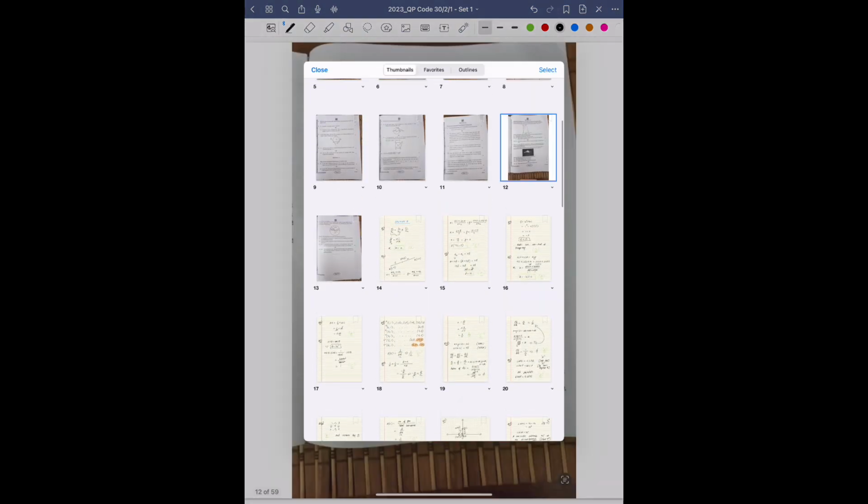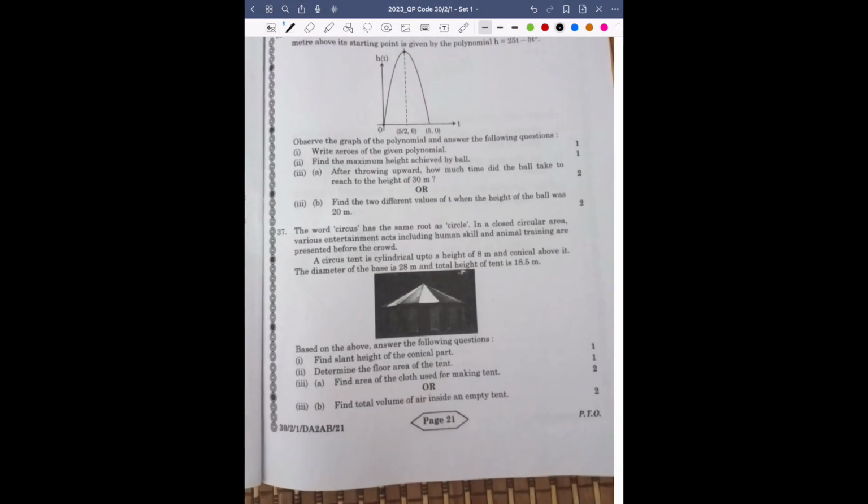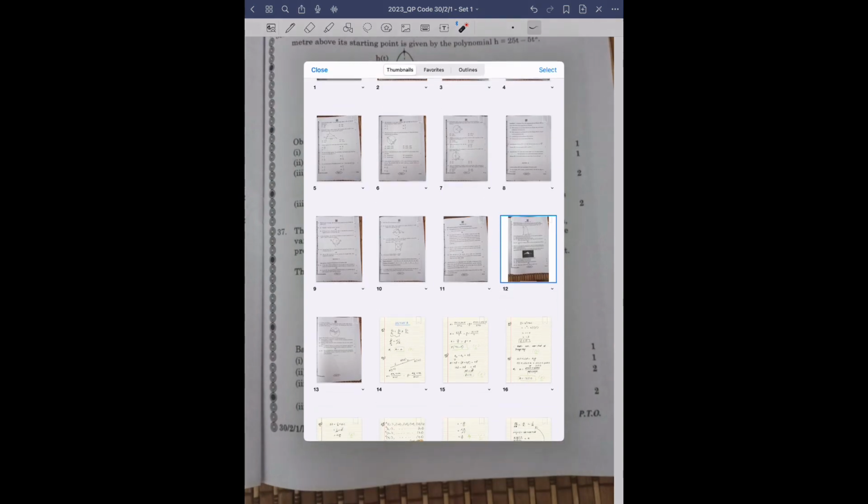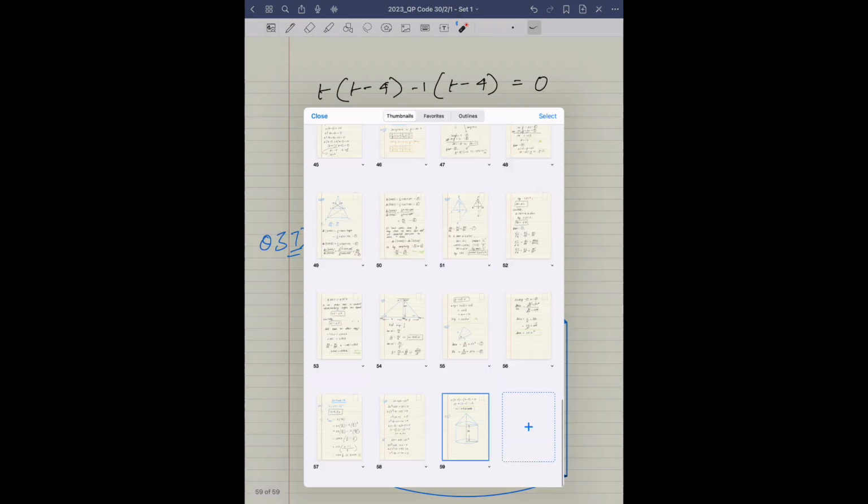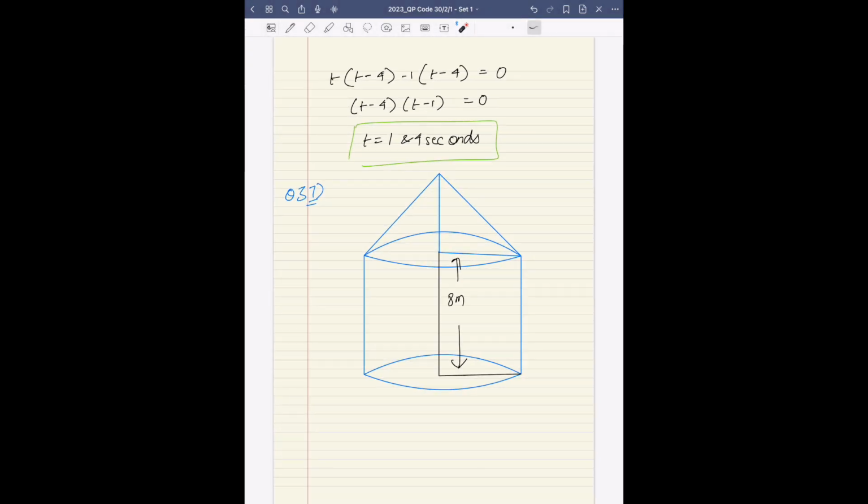Cylindrical height is 8 meters and conical above it. Diameter of the base is 28 meters, right? So whatever is the diameter here will be the same over here. 28 meters meaning what? Radius is 14 meters, correct?